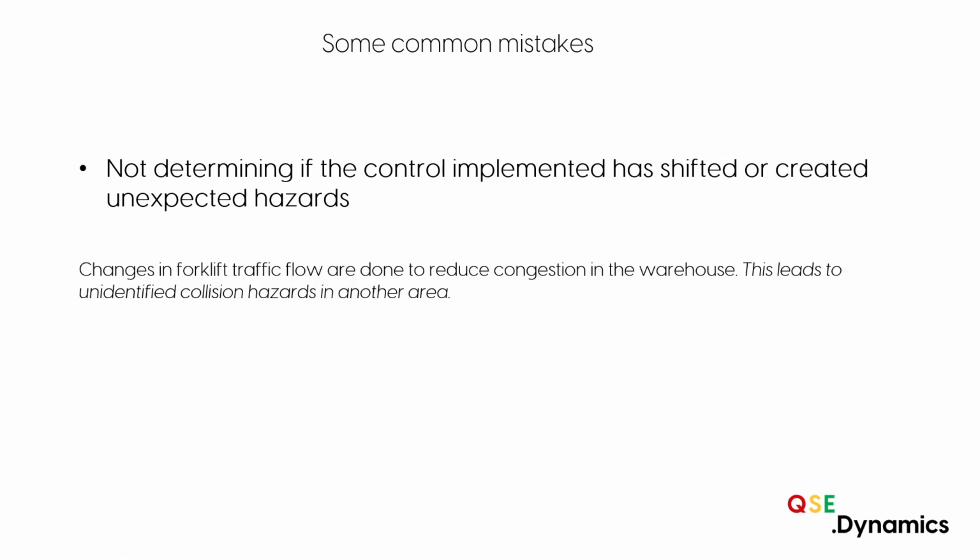So let's say you've changed something in relation to traffic management. So the forklift traffic flow, it's been changed to reduce the amount of congestion in the warehouse. You've noticed that people are coming into close proximity, it's looking a bit crowded, so you change the flow of traffic, but you've done this and it leads to unidentified collision hazards in another area.